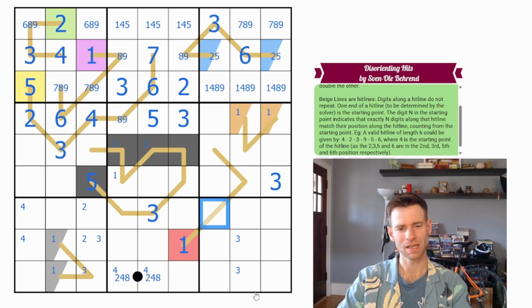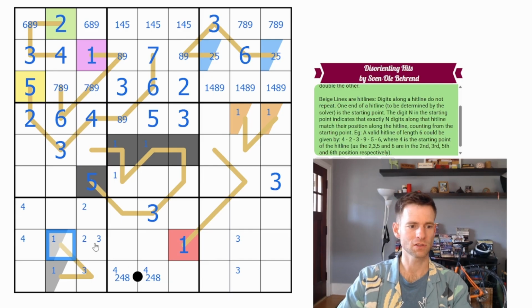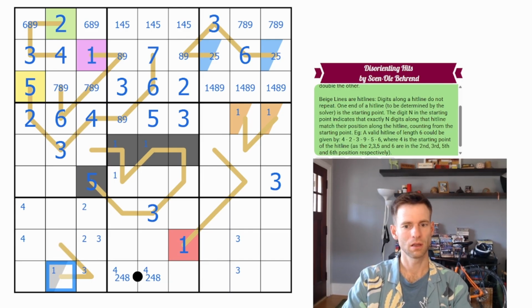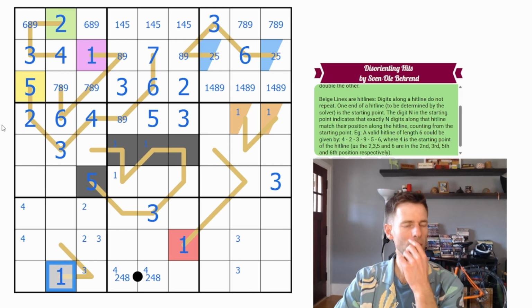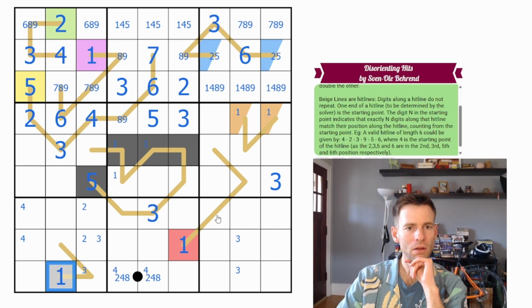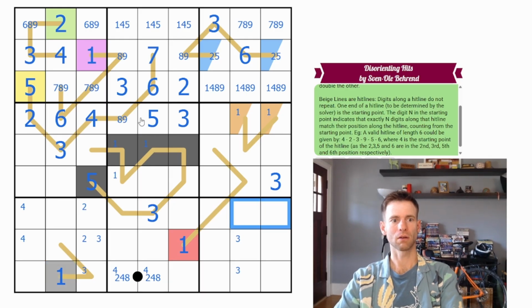I don't think that helps. This can't be a 2. I don't think that helps. So that's correct. Oh yeah, okay, the starting point on this gray line has to be a 1, so it's not this one then. It's there, by the power of gray cell. That's 1, that's 1. 1's in one of those. Can't repeat here. Okay.